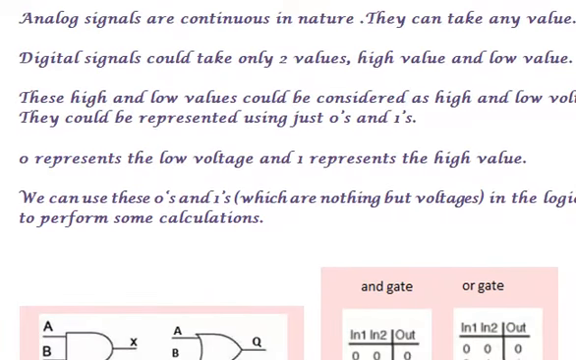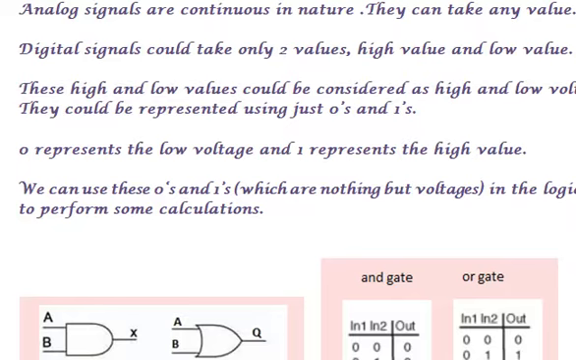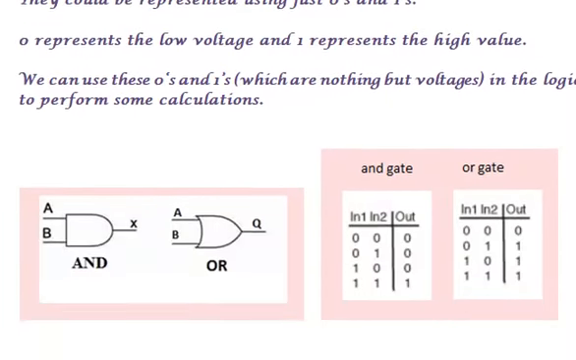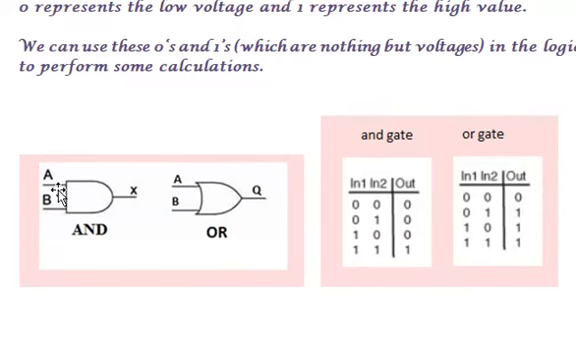We can use these zeros and ones, which are nothing but these voltages, in the logic gates to perform certain calculations. Look at these pictures. This represents the AND gate. A and B are the inputs and X is the output. The same is the case for the OR gate, and these two represent the truth tables for the AND gate and the OR gate.